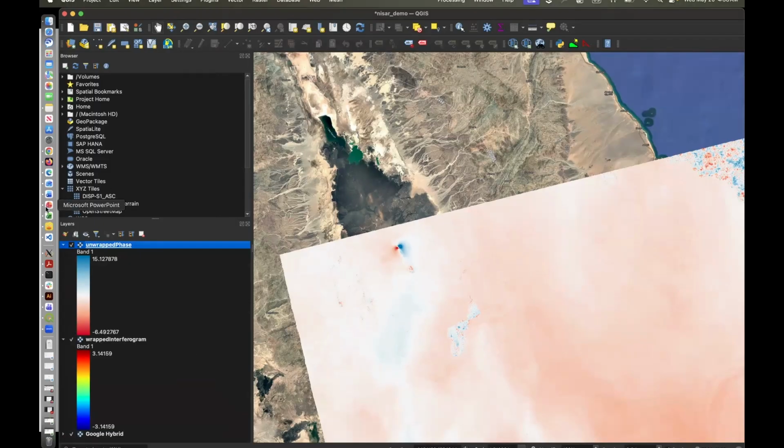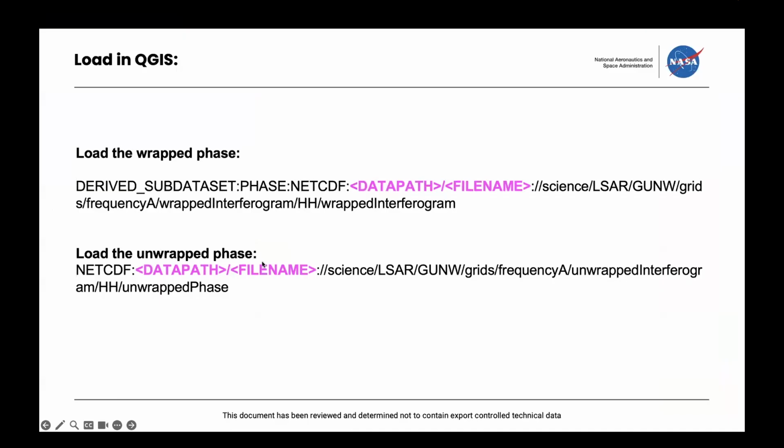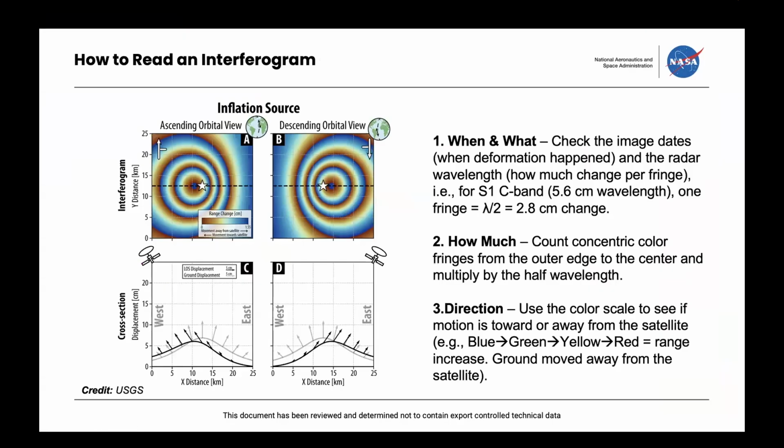Now, when it comes to interpretation, let's go back to this slide deck here. There are three things that we need to consider. First is what are the image dates and the radar wavelength. For example, we are looking at NISAR products this time, so it's an L band. The wavelength is 24 centimeters. So one fringe is half of the wavelength. That is 12 centimeters in change for each fringe.